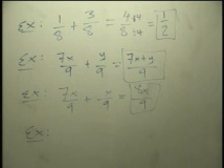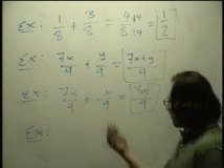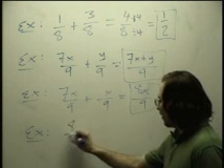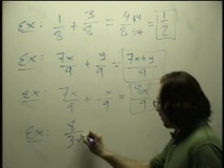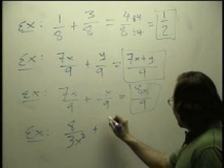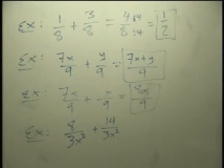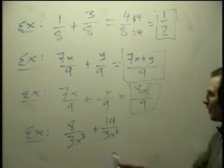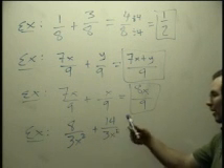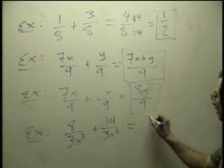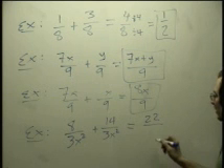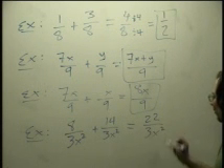Well, again, if we've got a variable in the denominator, still not going to be any different. Okay? 8 over 3x squared plus 14 over 3x squared. I've still got the same denominator, so all I have to do is add those numerators. And I get 22 over 3x squared.